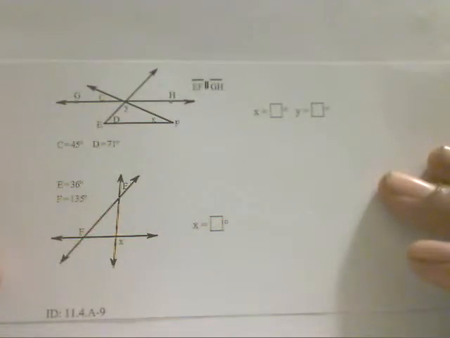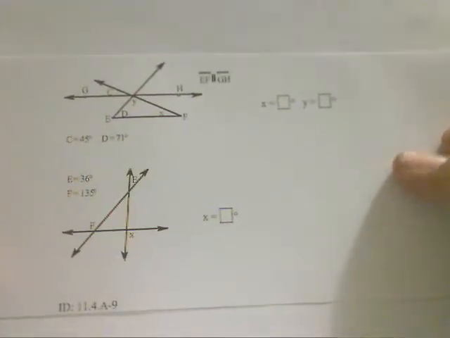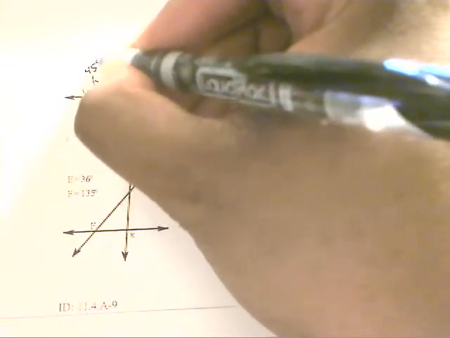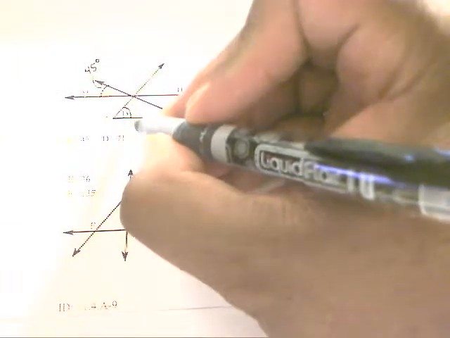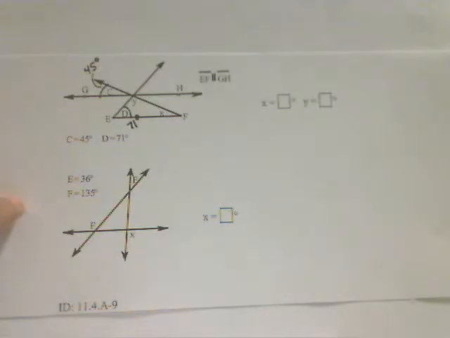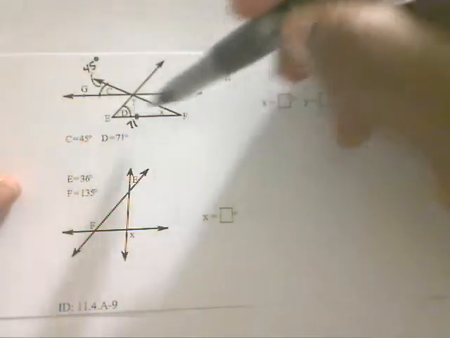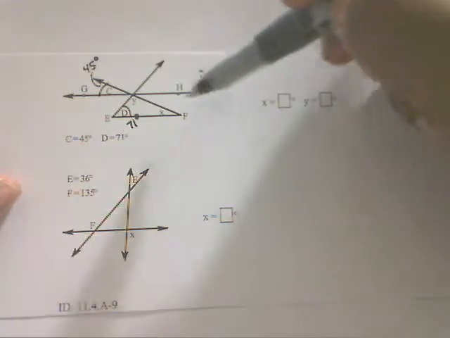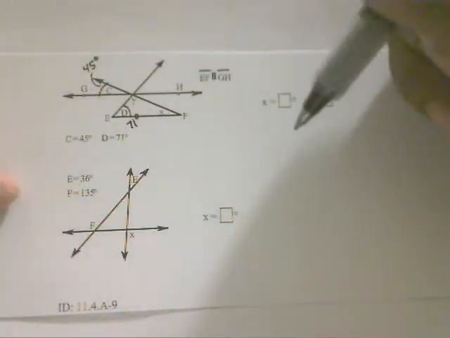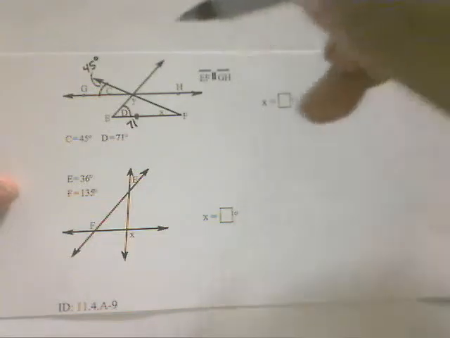Okay. All right, the next set of problems look like this. Angle C is 45 degrees. So here's angle C up here. That's 45 degrees. And angle D down here is 71 degrees. And you're told that EF is parallel to GH. Here's EF down here and GH going across. Those two are parallel to each other. So in this case, we want to find out what angle X and angle Y is.